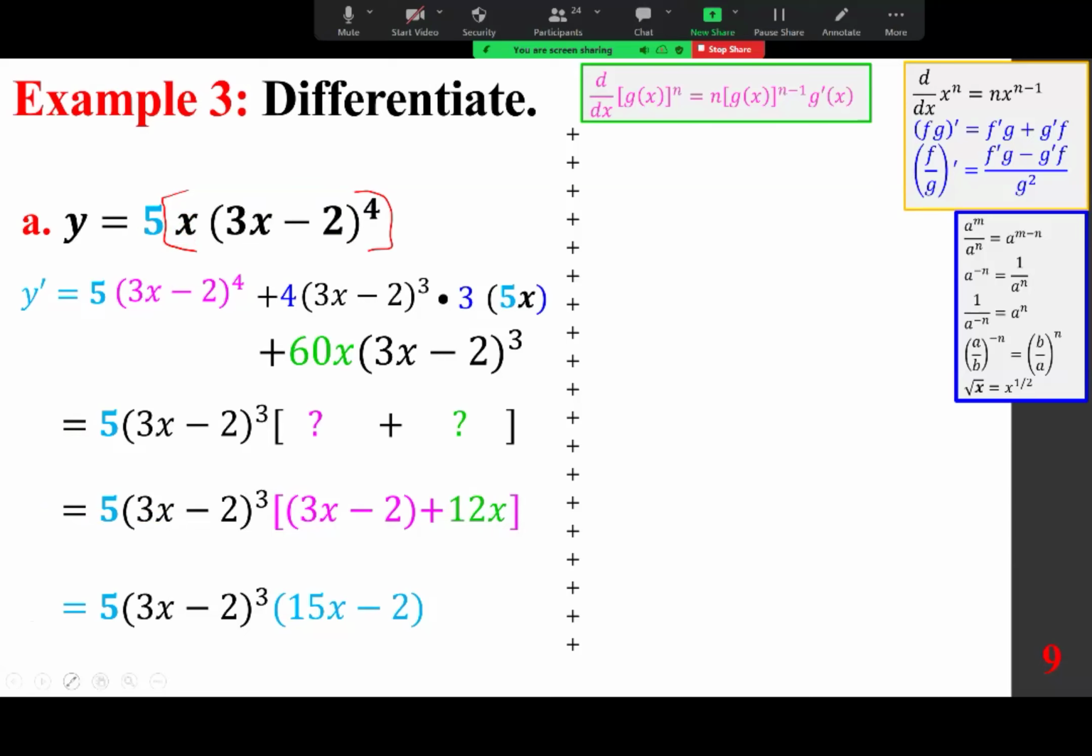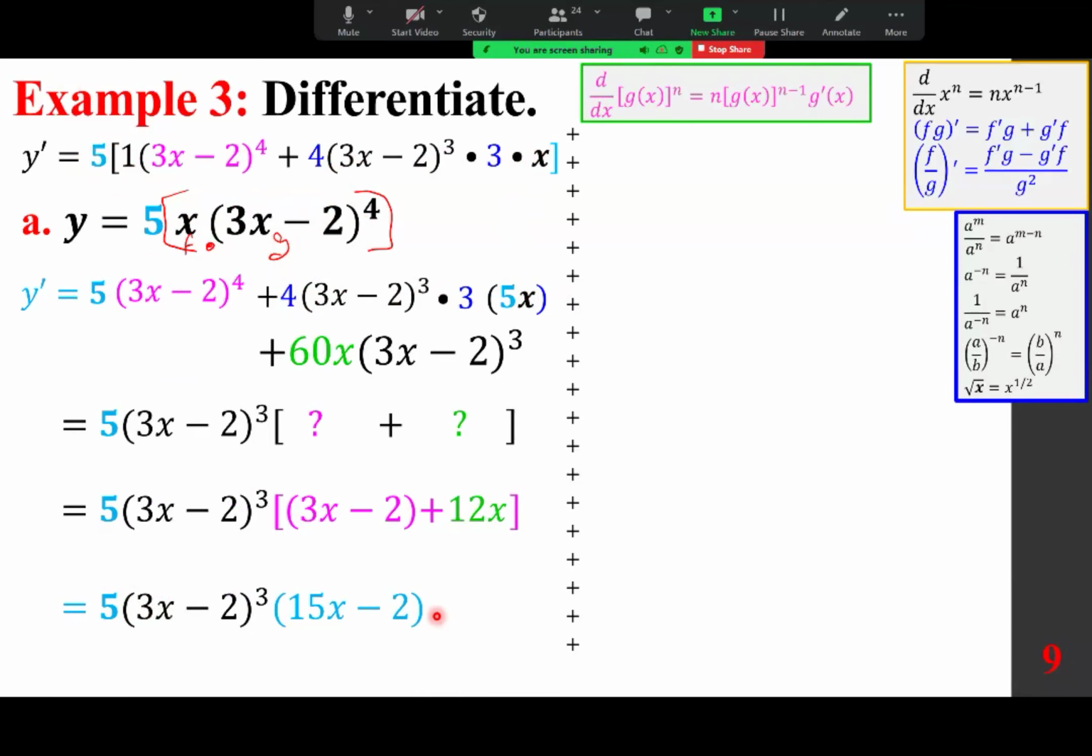Now this one, class, I'm going to write, this is F. This is G. In which case, F prime is now 1 times (3x minus 2) to the power of 4. So this is 5 times 1 times (3x minus 2) to the power of 4 plus G prime. Now G prime is the same thing that we found here, 4 times (3x minus 2) cubed times 3. Instead of 5x, we're going to multiply by x. Again, we carry the 5. If you continue finishing it off, remember the 5 remains and it works out.